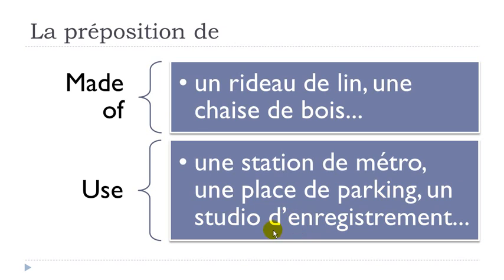So as you can see in that case, as usual in French, as we saw previously, we've got this de, but then as enregistrement is starting with a vowel, then the e needs to go away. Okay, so une station de métro, une place de parking, un studio d'enregistrement. Okay, so that's this use concept, so what you use these things for. Okay, so une place de parking, un studio d'enregistrement.